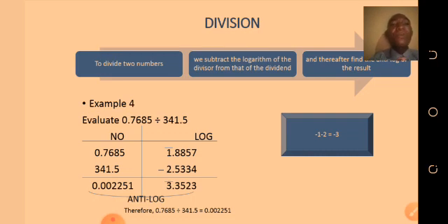Let's check this. We are checking the logarithm of 0.7685, and that will give us bar 1.8857. All right, let's check 341.5. That will give us 2.5334.